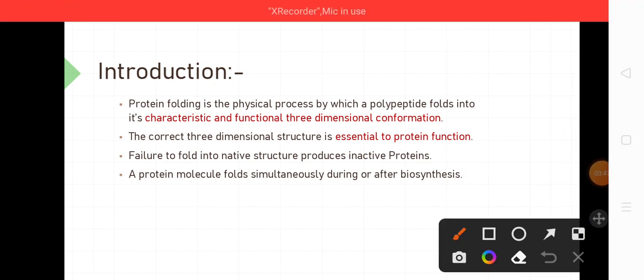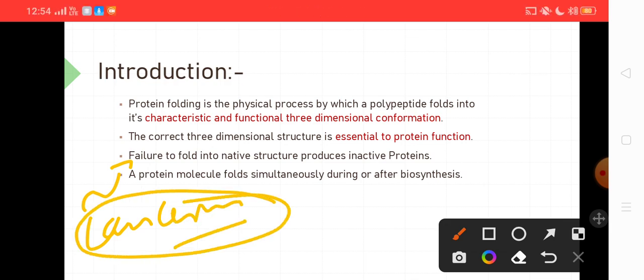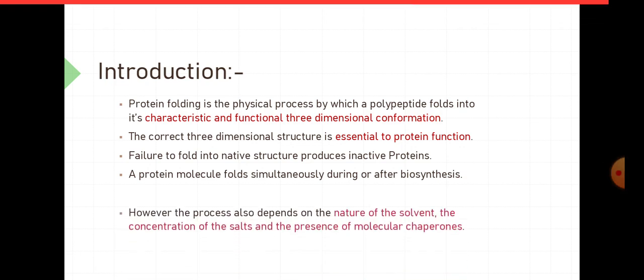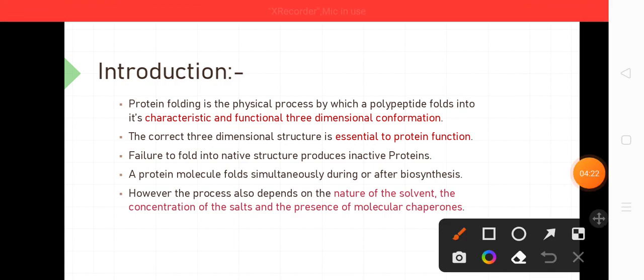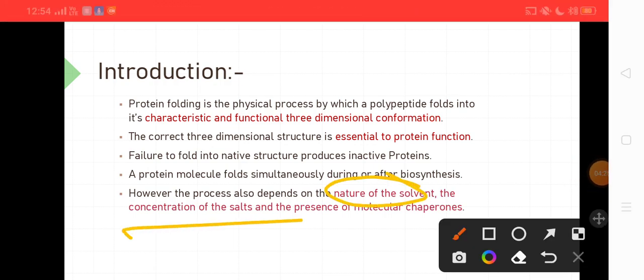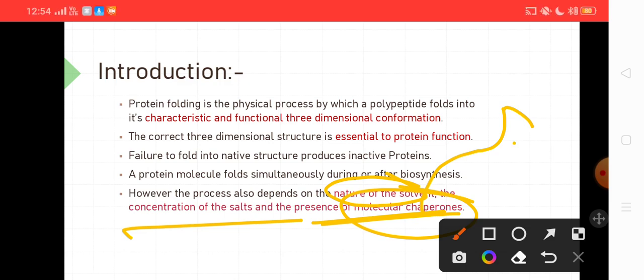Because try to think about this: if we crack how protein folding can be arrested, then we can do a lot of things. For example, suppose a protein becomes cancerous. We can easily inactivate it with the help of the idea of how a protein can be unfolded, so that it can no longer work. That is how useful protein folding is, although we will talk about the very basic part of protein folding. Protein folding also depends on the nature of the solvent, the concentration of the salt, and obviously the presence of molecular chaperones. We will talk about molecular chaperones in our upcoming videos.